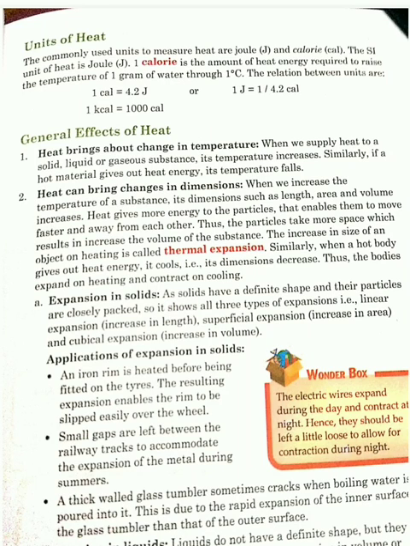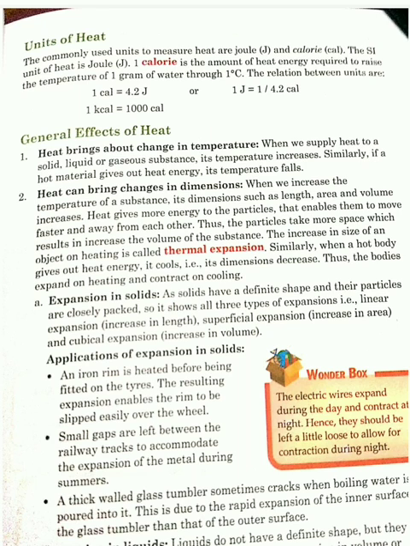Units of heat. Students, usually we use two units of heat. The first one is joule and the other one is calorie. Joule is the SI unit of heat. SI unit, I have explained earlier also, is the standard unit. The standard unit of heat is joule.